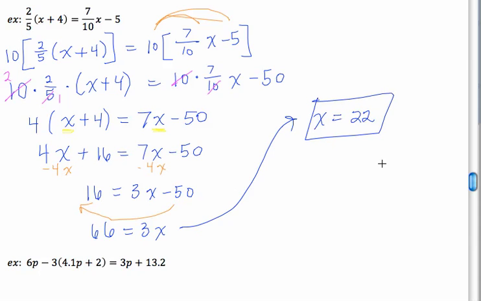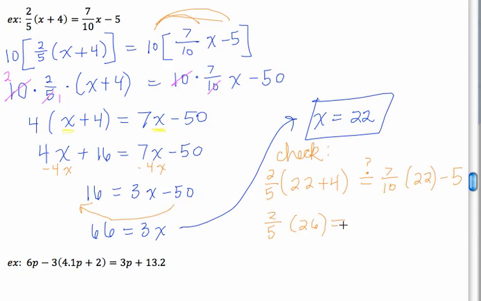And you can always plug it back in to check. Let me show you how to do that. It might be easier to even do on a calculator too. We have 2/5, I'm copying this equation, but what I'm going to do is plug in 22 for x. So 2/5 times 22 plus the 4, does that equal 7/10 times 22 minus 5? Okay, 22 plus 4 is 26. So we have 2/5 times 26. Does that equal this?